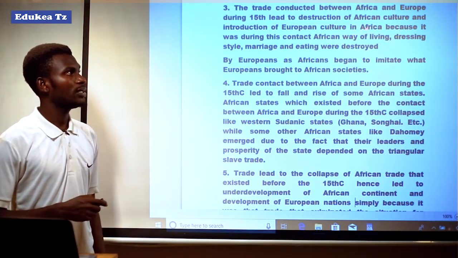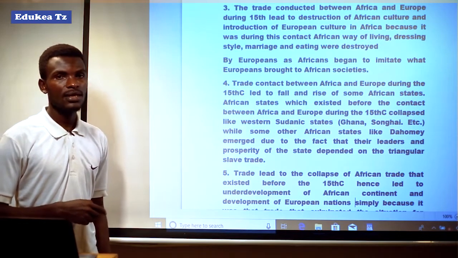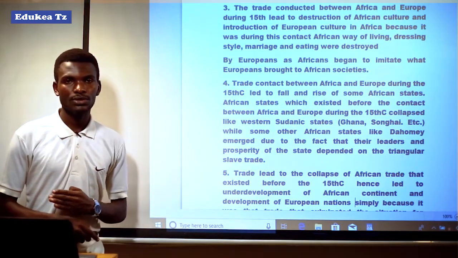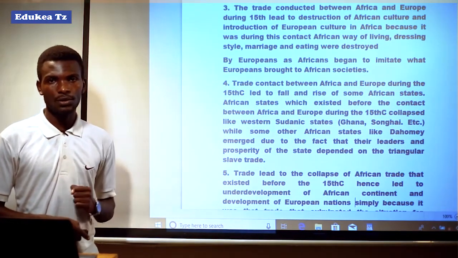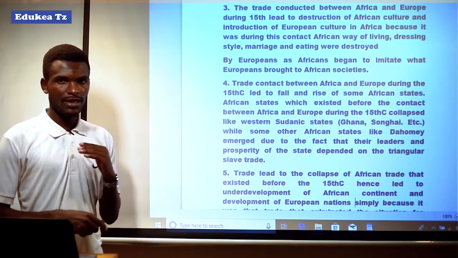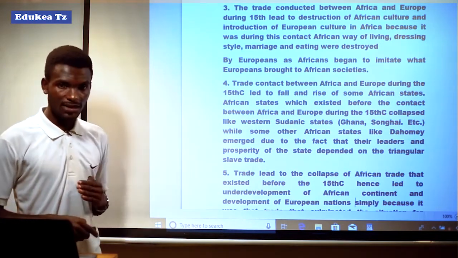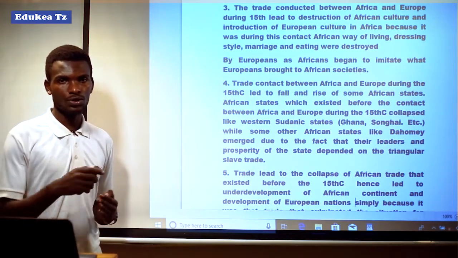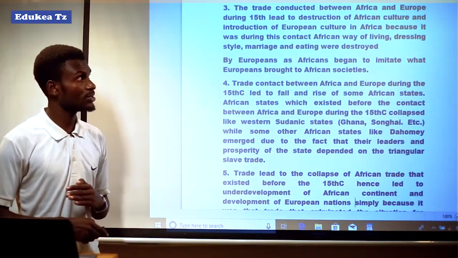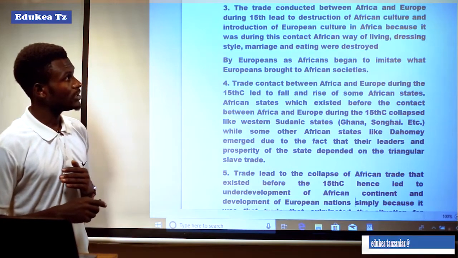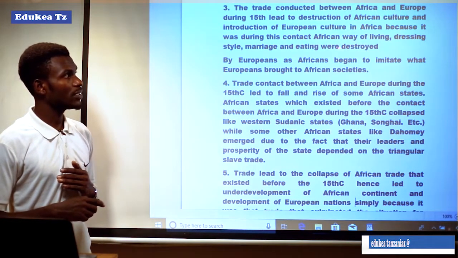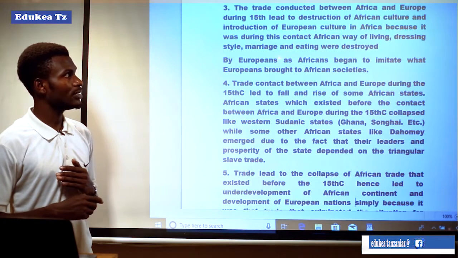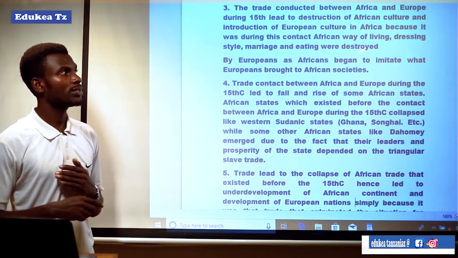European culture in Africa. It means that the trading activity conducted between Africa and Europe in the 15th century led to the destruction of African culture and gave room for the Europeans to introduce their culture in African societies. Because it was during this contact that African ways of living, dressing style, marriage and eating were destroyed.